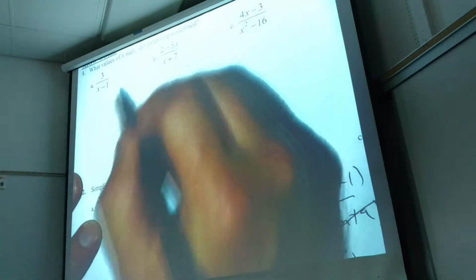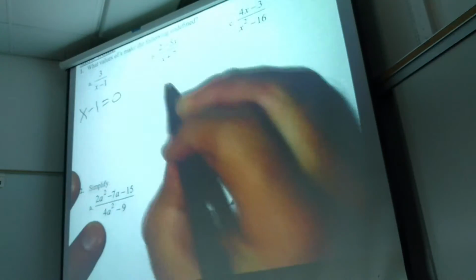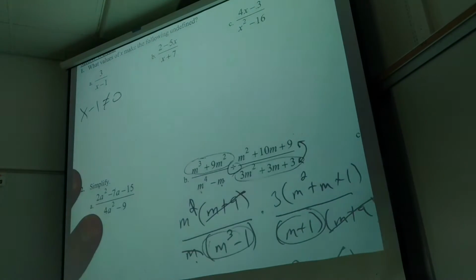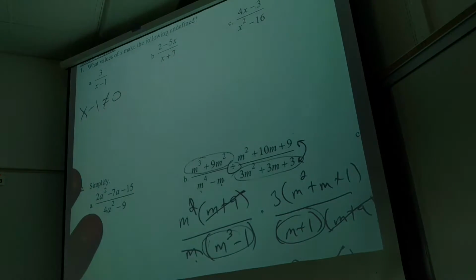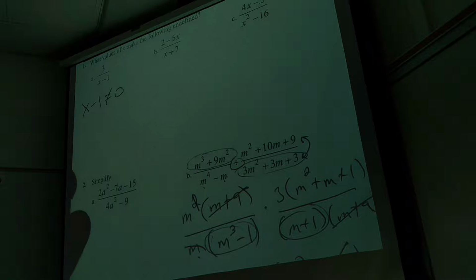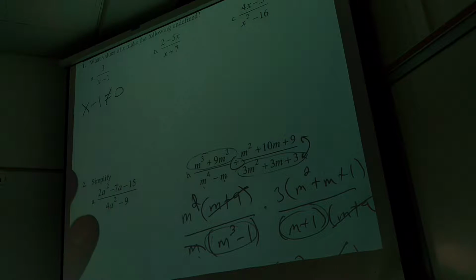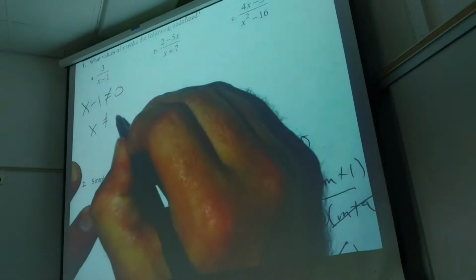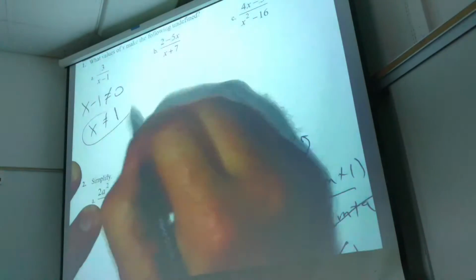What do I look at here to see what makes it undefined? Yeah, so you say the bottom. Now the way it's worded, you could say this, and that's fine. But in general, I say I don't want the bottom to be 0. The bottom can't be 0 is how that looks in English. And then if I solve this, I get that x can't be 1. Bam.